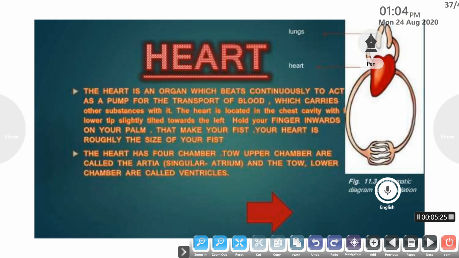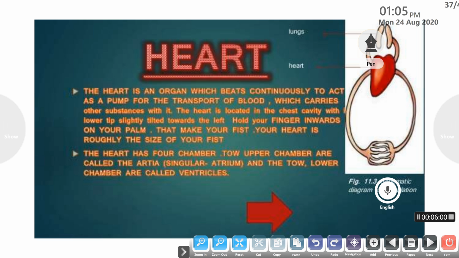The next component of the circulatory system is the heart. It is the most important part of our circulatory system. The heart is an organ which beats continuously to act as a pump for the transport of blood and various other substances to all the parts of the body. The heart is located generally in the middle of our chest cavity with a lower tip slightly tilted towards the left side. The heart generally contains 4 chambers: the 2 upper chambers are the atria, or the atrium, and the 2 lower chambers are called the ventricles.